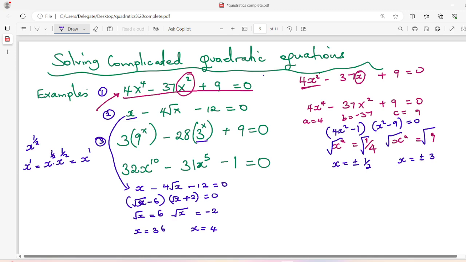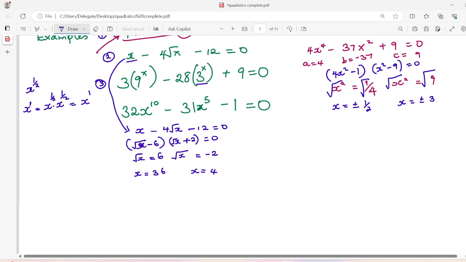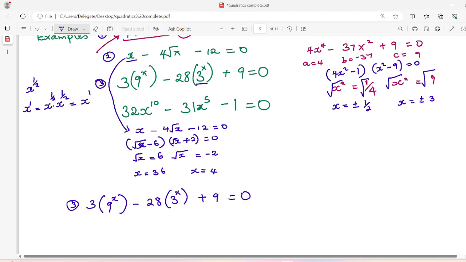So I will have my third equation, which is 9x minus 28, 3x, then plus 9 is equal to 0. Some people would wish to let, but me, I don't let, because the issue is, are you being able to tell that this is quadratic in some way?